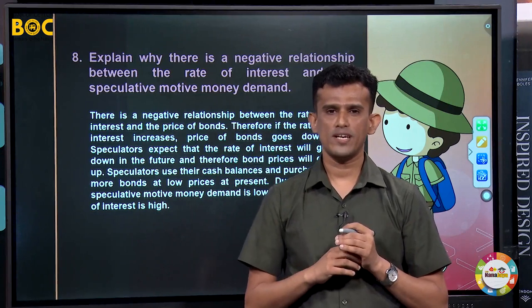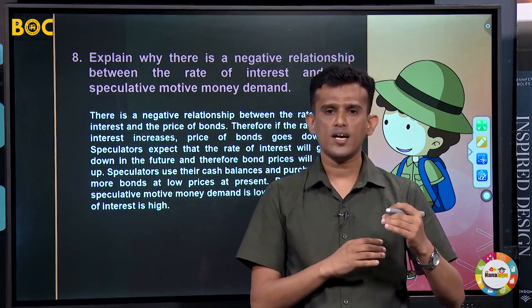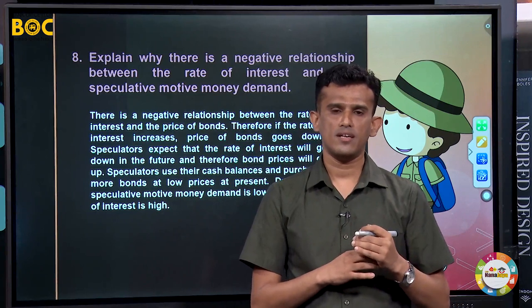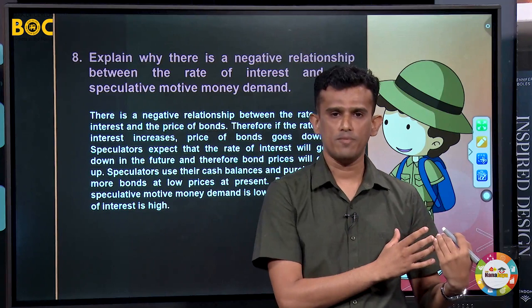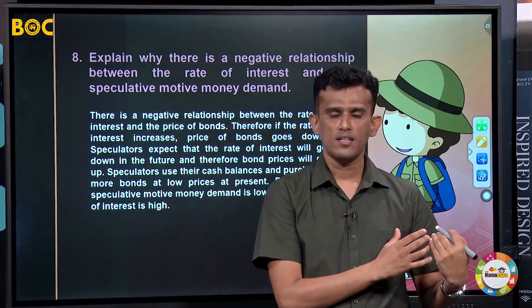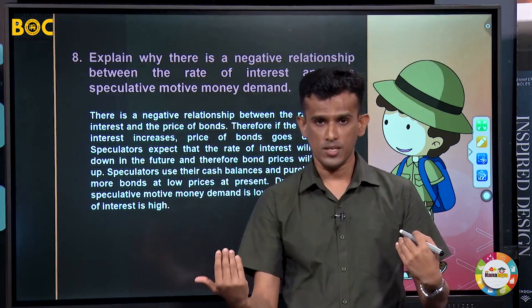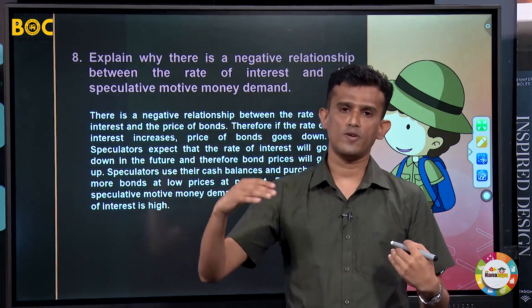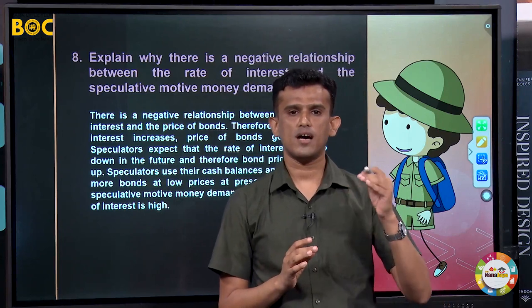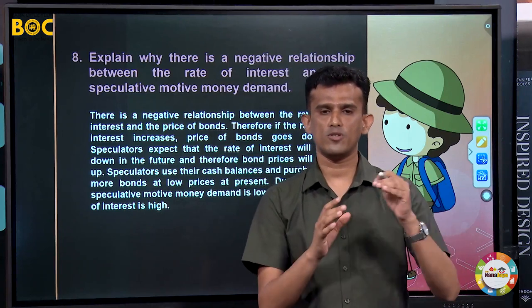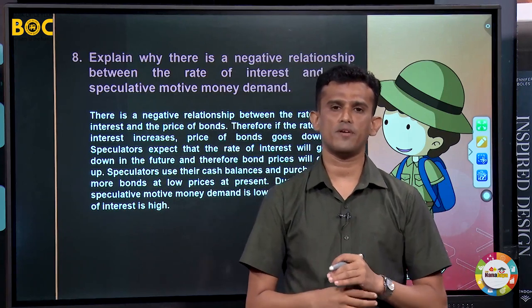What do the speculators do today? They will use their cash balances and purchase bonds, keeping those bonds with them. Why? They expect that in the future the interest rates will go down, and therefore bond prices will go up. So if the bond prices are going up, they can sell those bonds at a higher price and make profits.